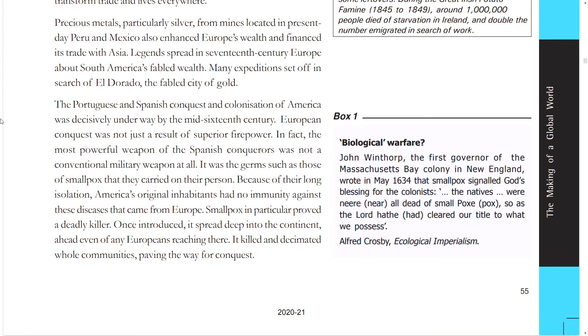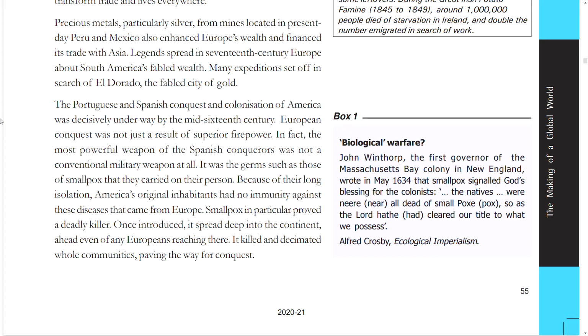The Portuguese and Spanish conquest and colonization of America was decisively underway by the mid-16th century. European conquest was not just a result of superior firepower. In fact, the most powerful weapon of the Spanish conquerors was not a conventional military weapon at all. It was the germs, such as those of smallpox, that they carried on their person.